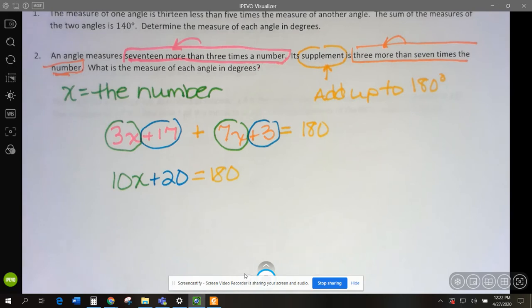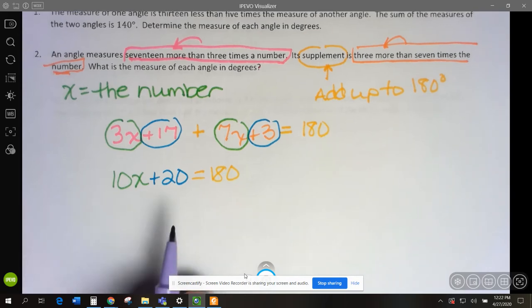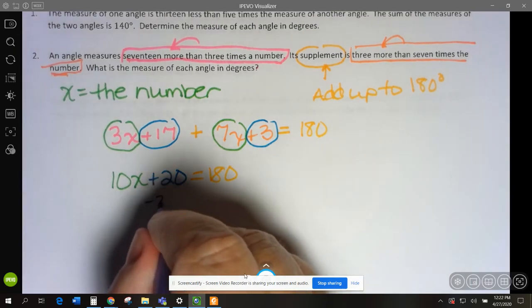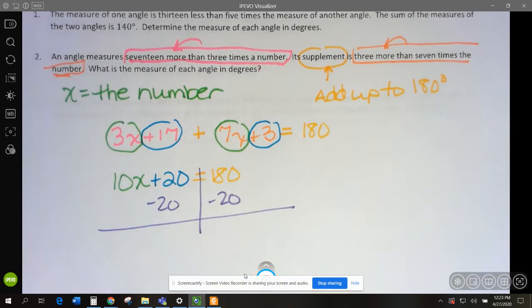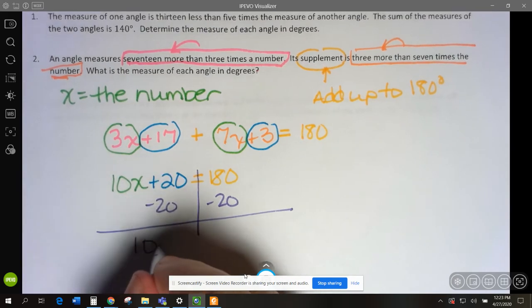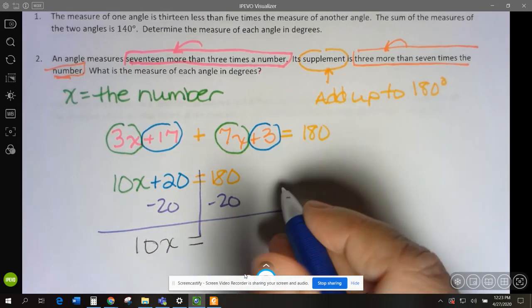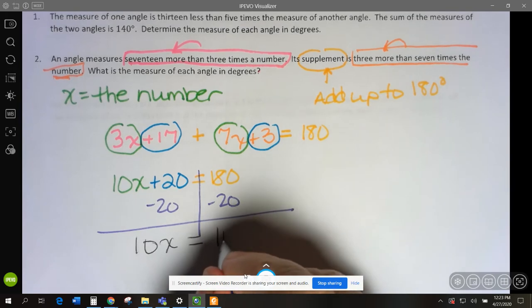Okay, so now, because we have the plus 20, let's take away 20 on both sides. And we're going to end up with 10x plus 0, or just 10x, equals 180 minus 20 is 160.